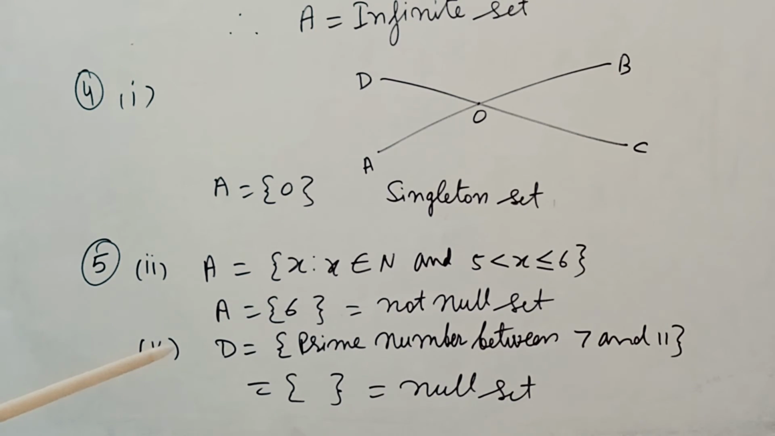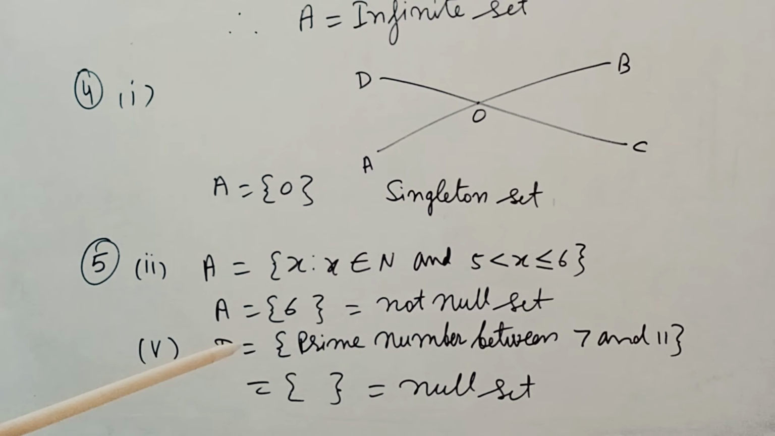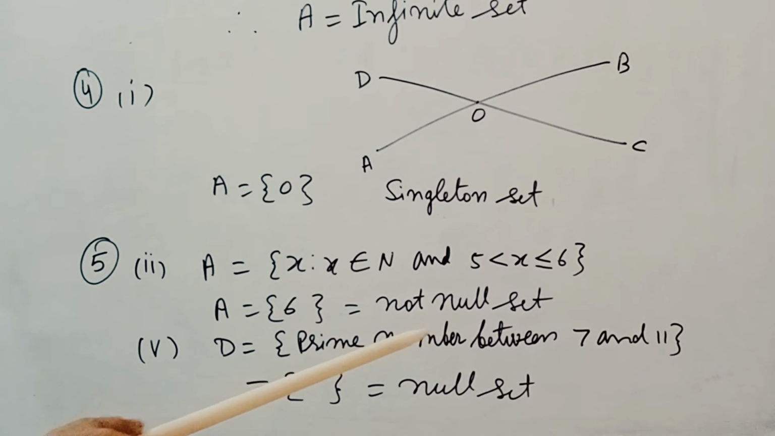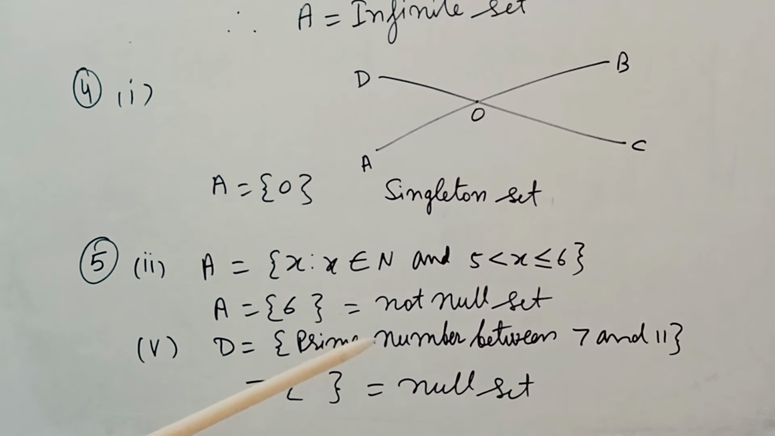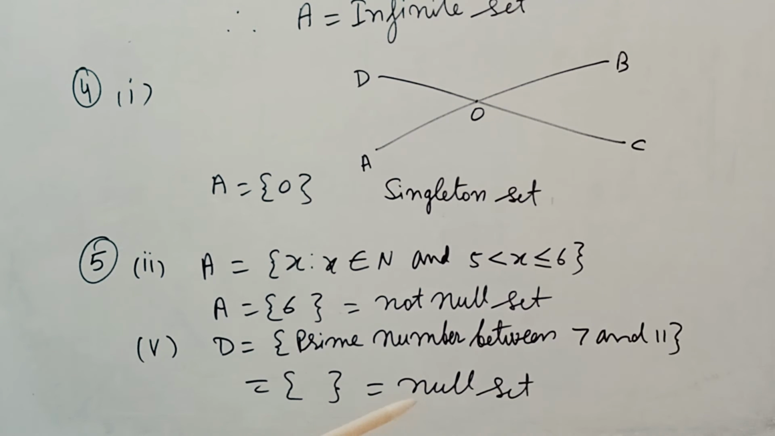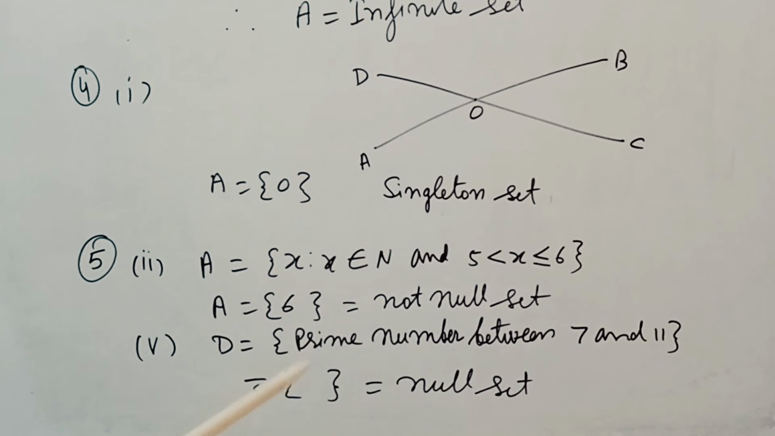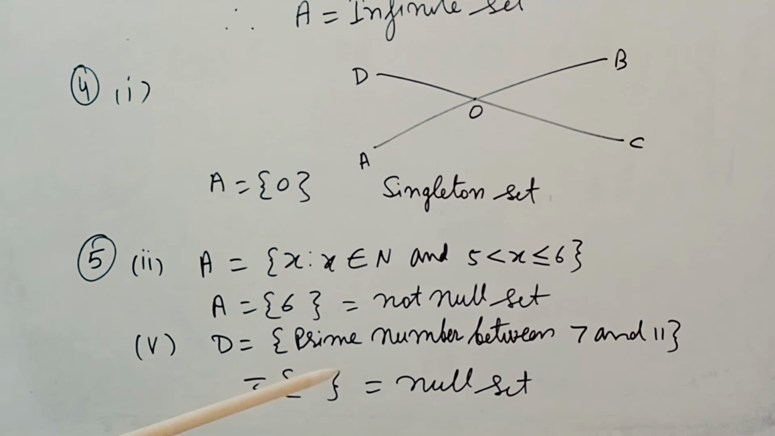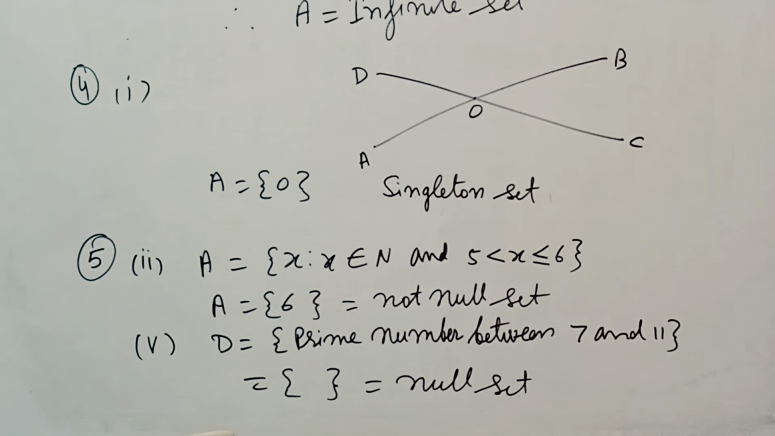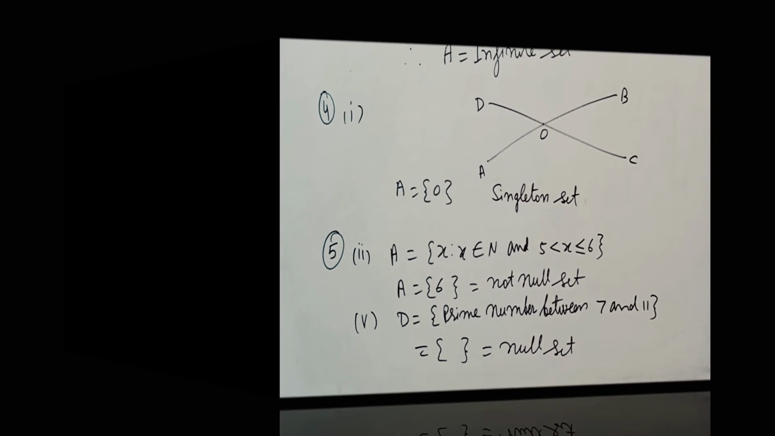Now taking the fifth part, D. D is given as prime numbers between 7 and 11. So find out the prime numbers between 7 and 11. 7, 8 is not prime, 9 is not prime, 10 is not prime, and 11. So between 7 and 11 there is no prime number, so the set has no element. D is a null set. In that manner you will do the other sums of these questions.